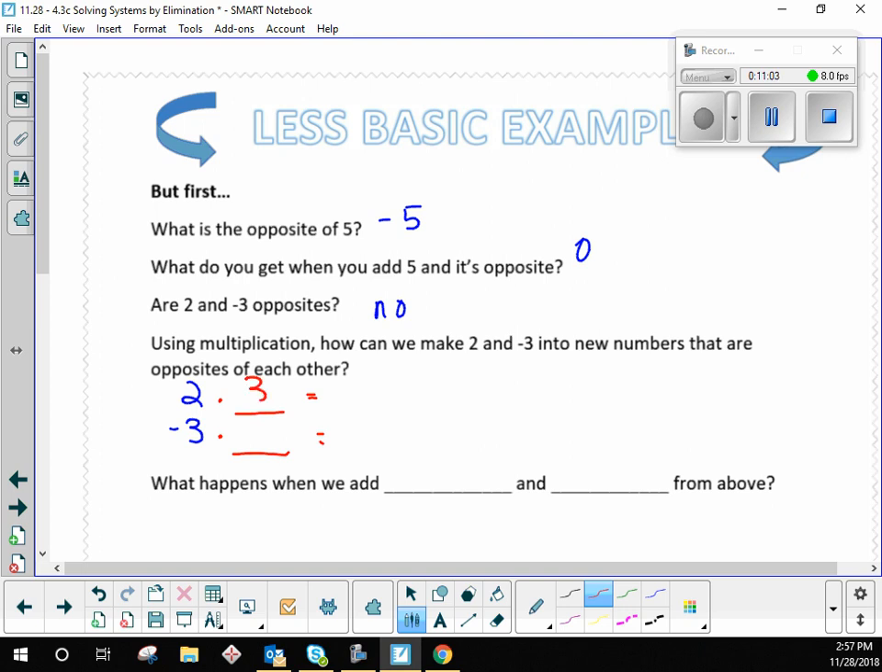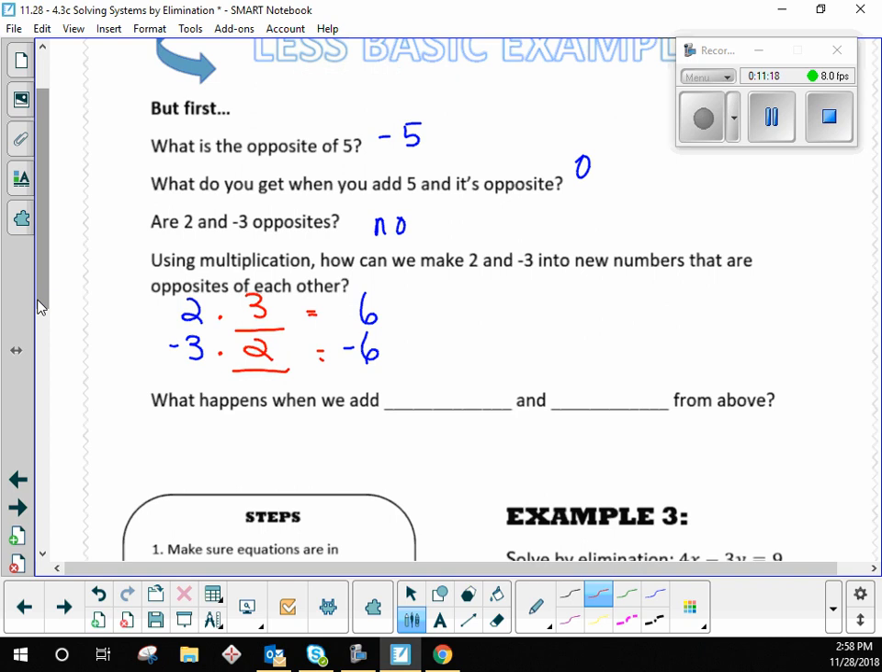Okay, multiply 2 by 3. And that would give me 6. And then multiply that one by 2, because then that would give me negative 6. So I'd multiply that negative 3 by a 2. Okay. Now 3 and 2 aren't my only options, but they're the really good options.